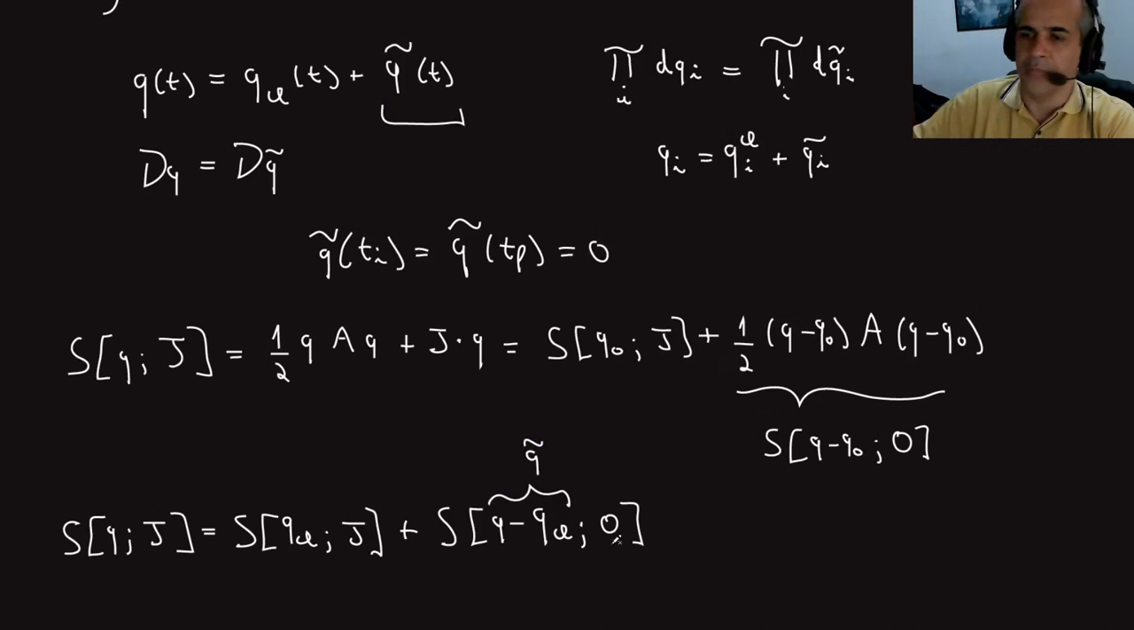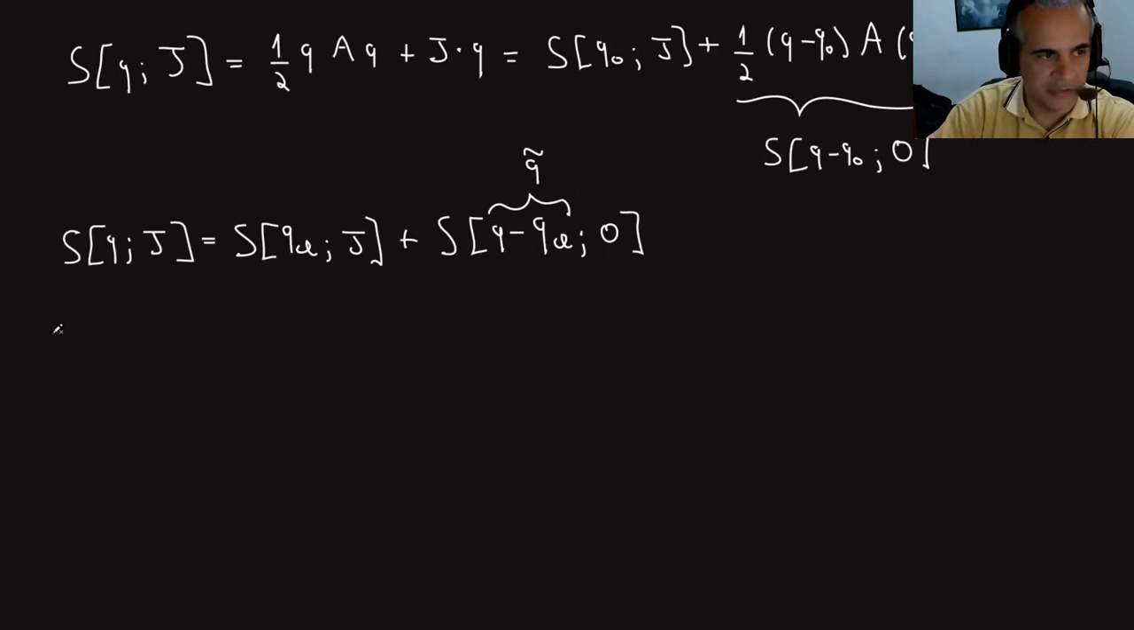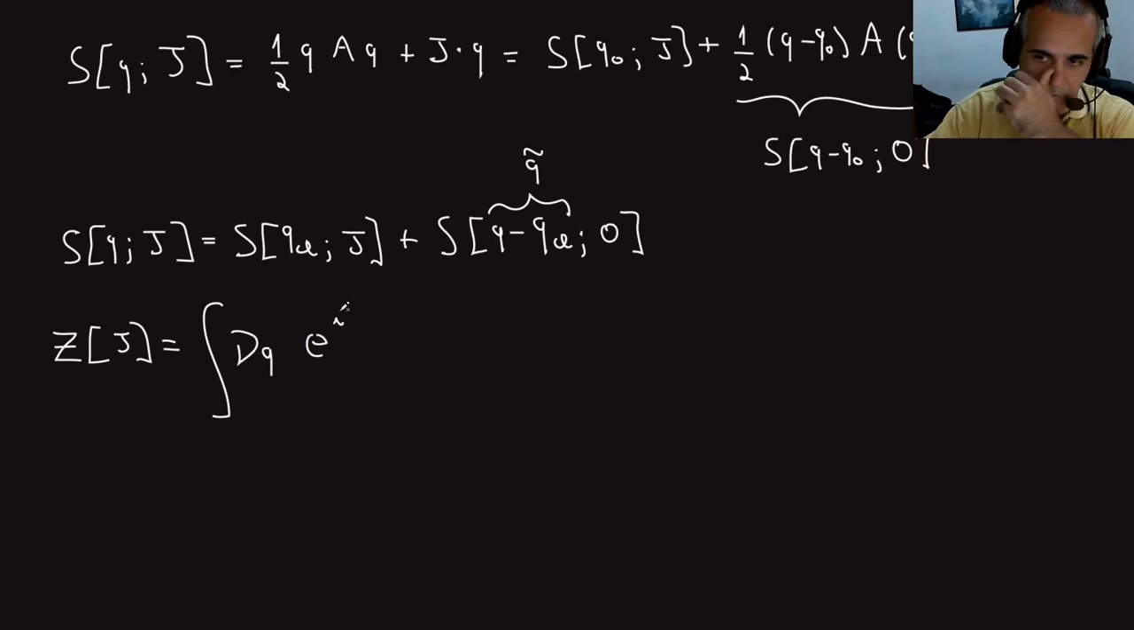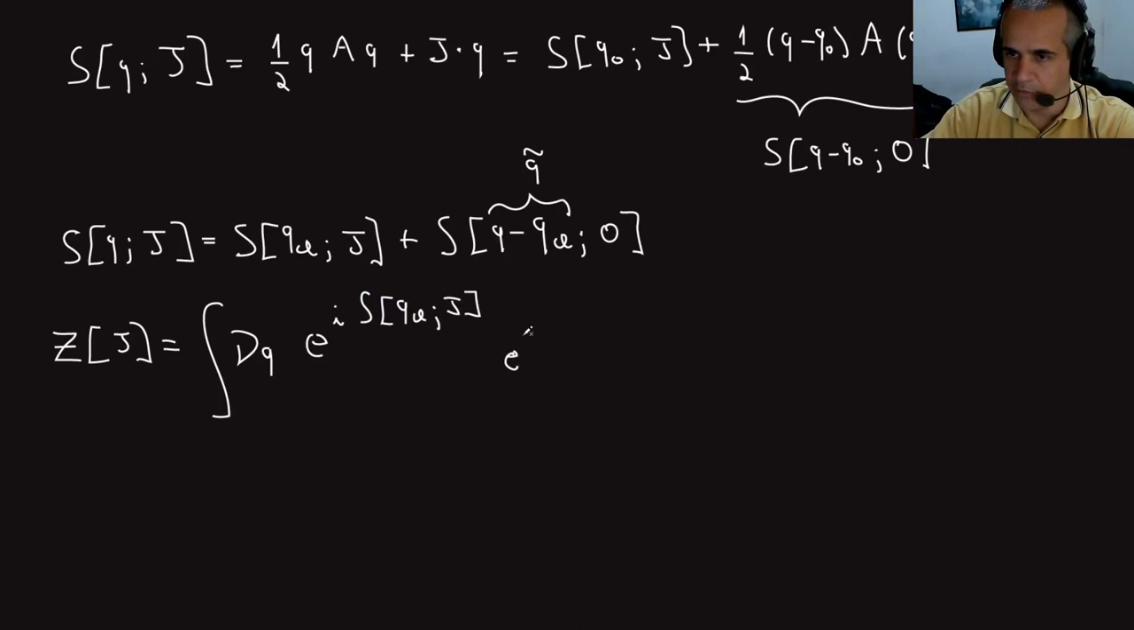And then my generating functional Z of J will be the path integral. Let's start like this. So the path integral in Q, exponential of i S of Q classical, J, exponential of i S of Q tilde, 0, which allows me to do directly my change of variables on Q, because this does not depend on Q, and this is already written in terms of Q tilde. I can put a tilde here, and it's the same integral.